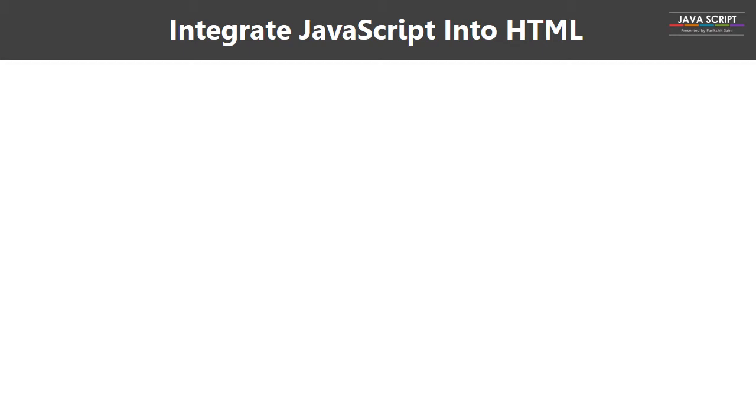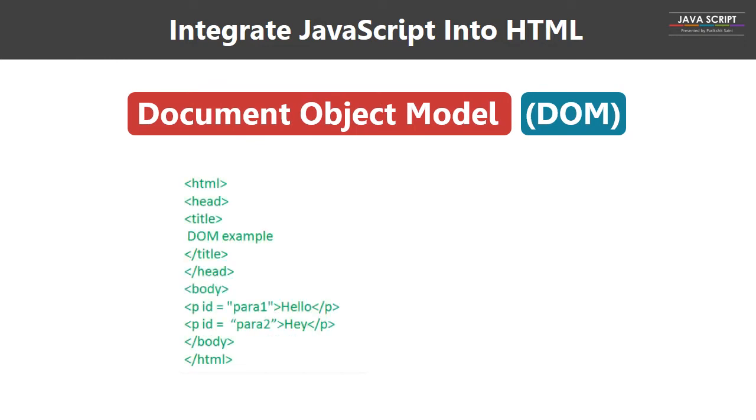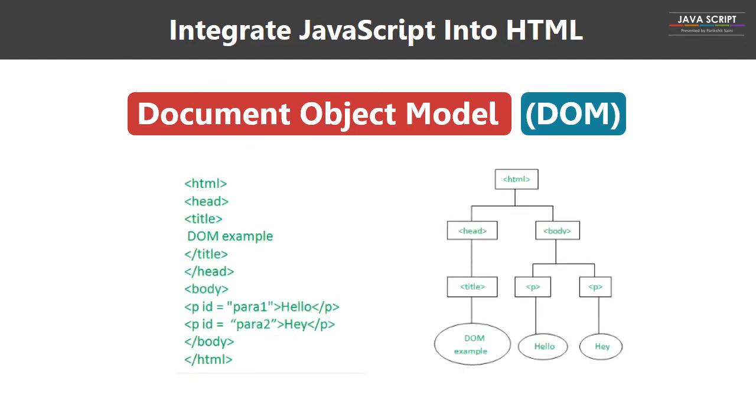To integrate JavaScript into HTML, a Document Object Model, DOM, is made for the HTML document. In the DOM, the document is represented as nodes and objects which are accessed by different languages like JavaScript to manipulate the document.